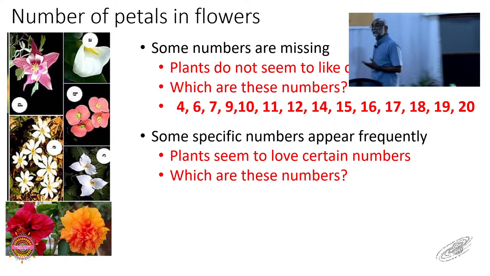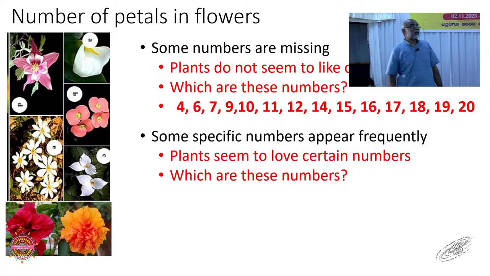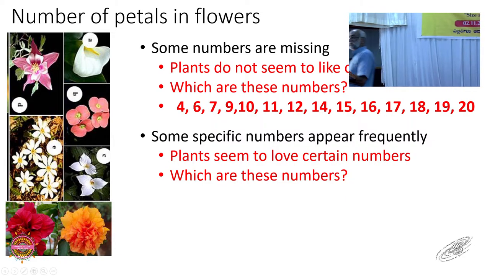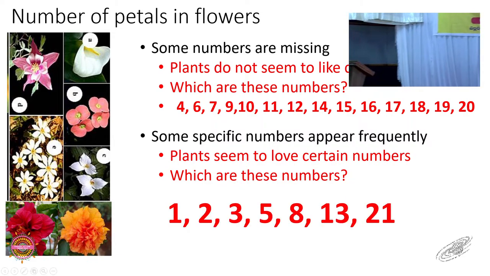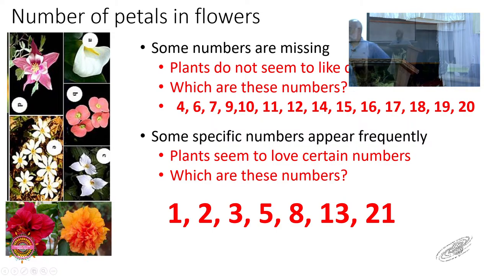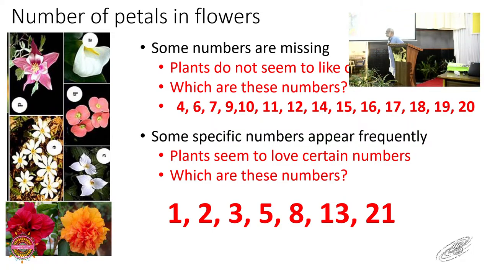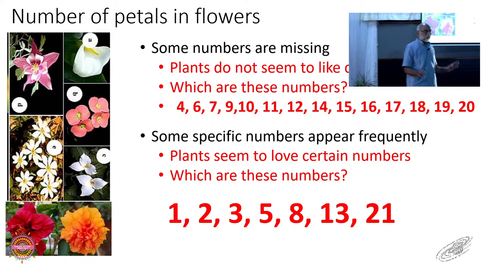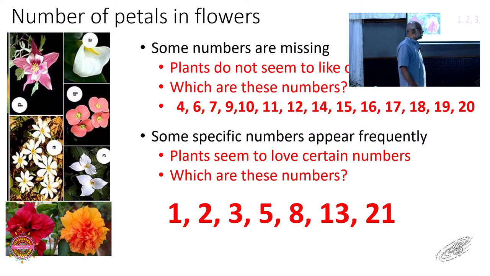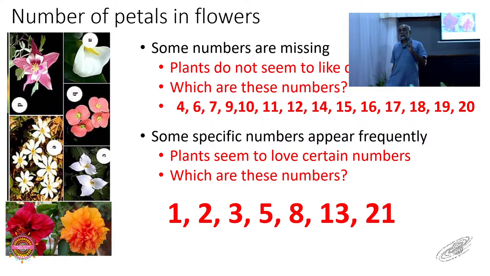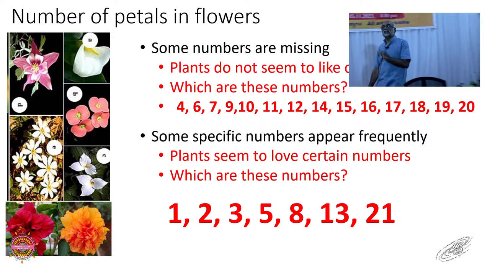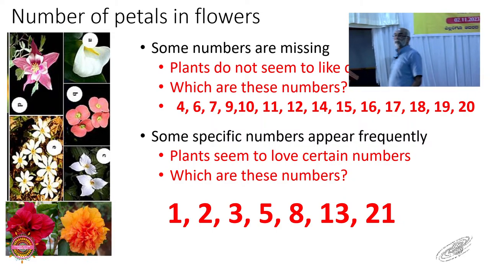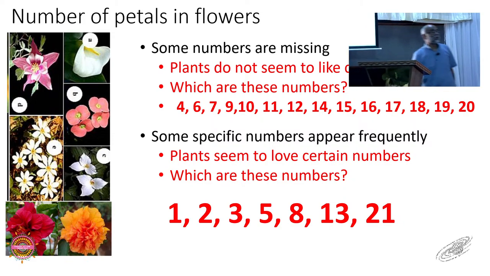May I know your name, madam? Veena knows Fibonacci numbers. Flowers don't know Fibonacci numbers, but nevertheless they follow it. Isn't that surprising? She's a mathematician perhaps, or a very good reader, and so she knows about the Fibonacci numbers. I'll come to that for those who don't know about this. So we see that plants seem to have a special love for some numbers, and those numbers seem to be 1, 2, 3, 5, 8, 13 and 21.